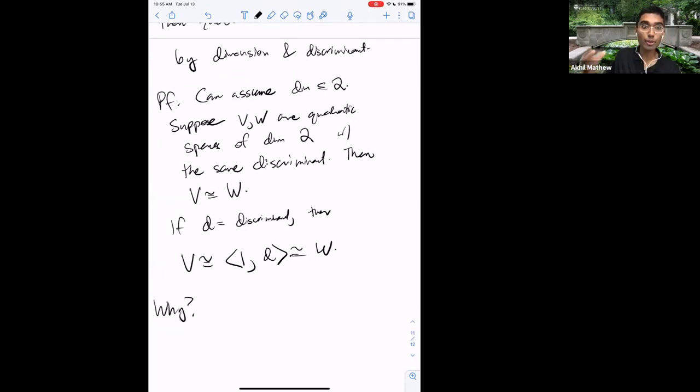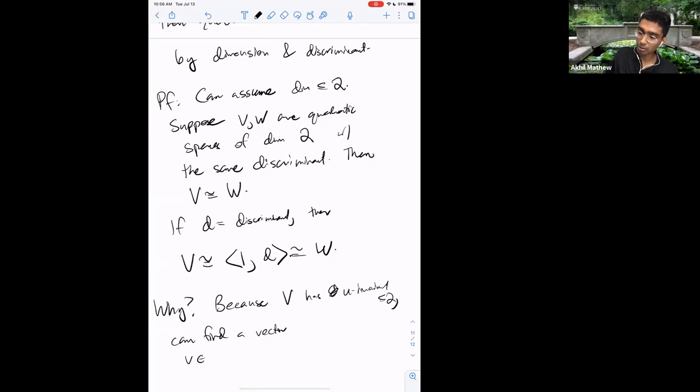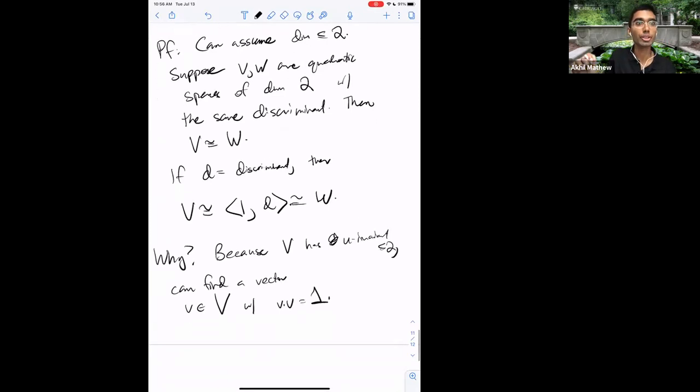Well, the fact that you're working with u-invariant at most 2 tells you that any two-dimensional quadratic form represents 1. Because V has u-invariant at most 2, you can find a vector v in V with v·v equal to 1. I'm out of time, so I'll leave that as an exercise. If you have something of u-invariant at most 2, you can always find a vector of this form.